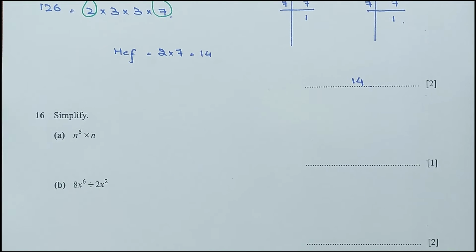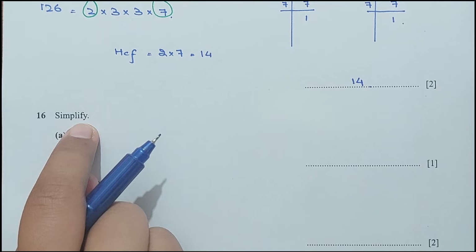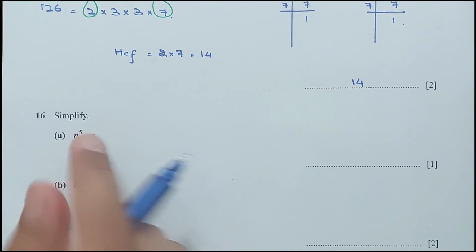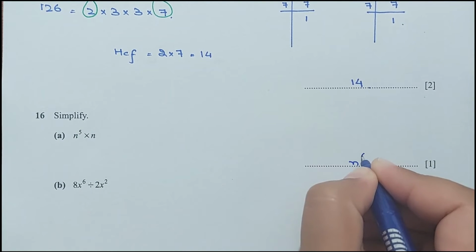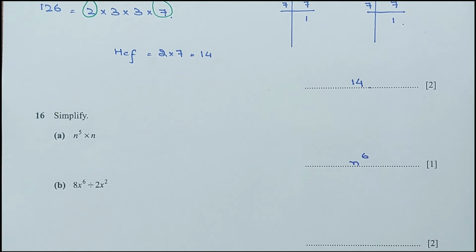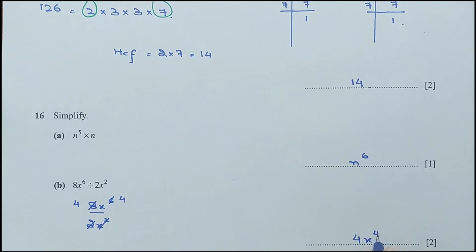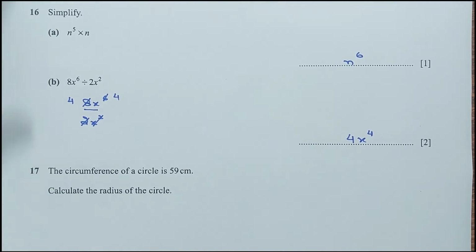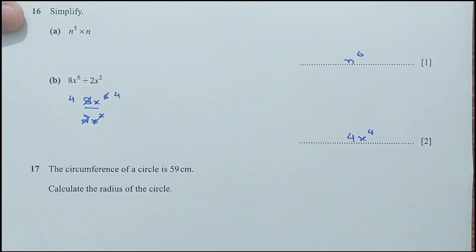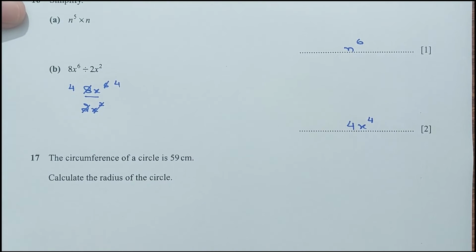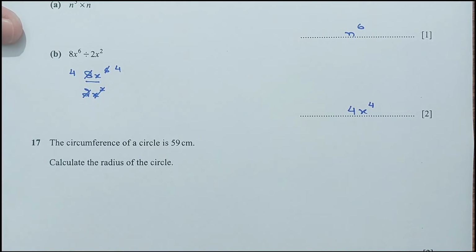Question number 16, we have to simplify x to the power 5 and x to the power 1. When the bases are the same, we can add the powers, so x to the power 6. Now for part B, we have 8x^6 over 2x squared. 2 times 4 is 8, so we have 4 here. Square is cancelled with square, we are left with 4x to the power 4. Question number 17, the circumference of a circle is 59 centimeters. Calculate the radius of the circle.